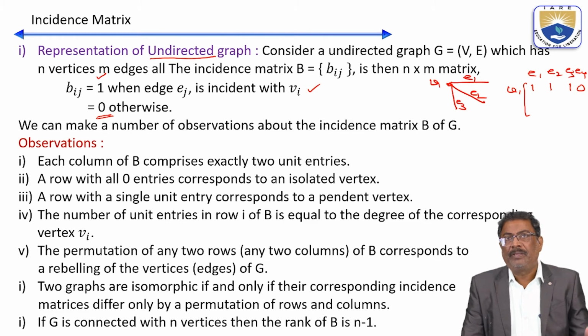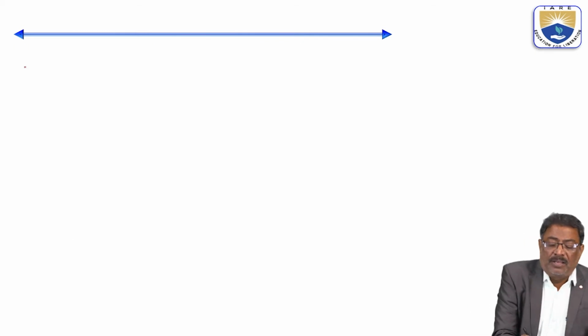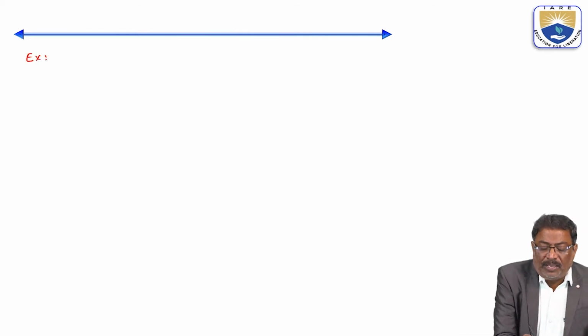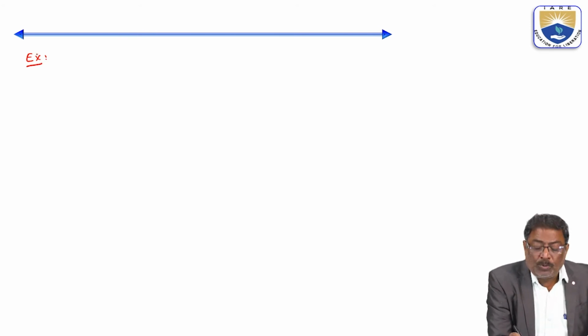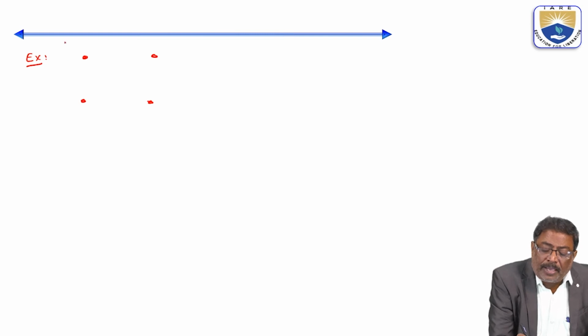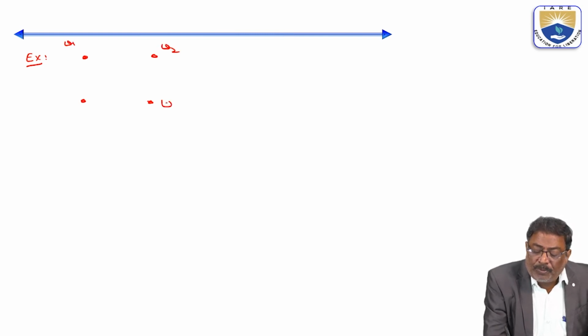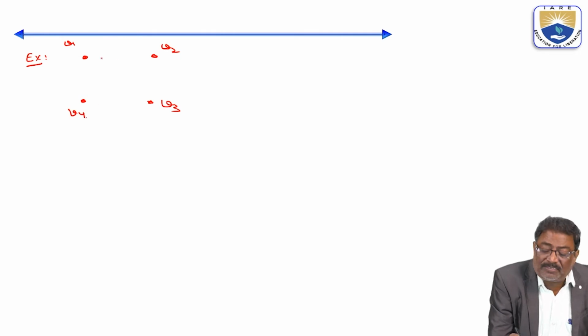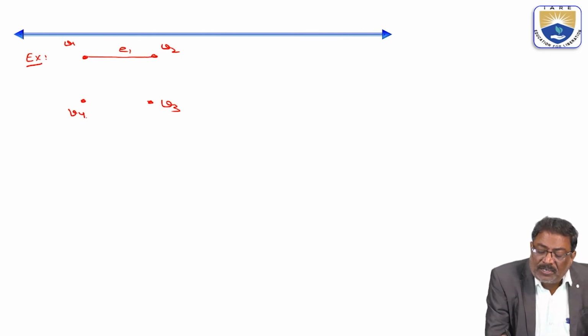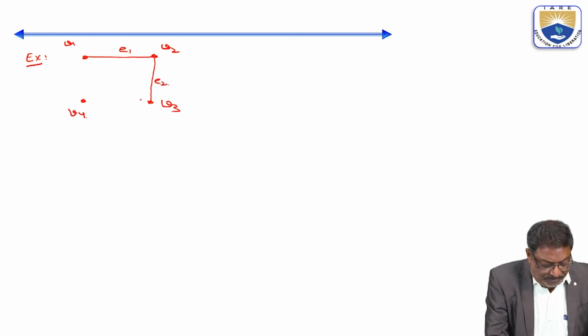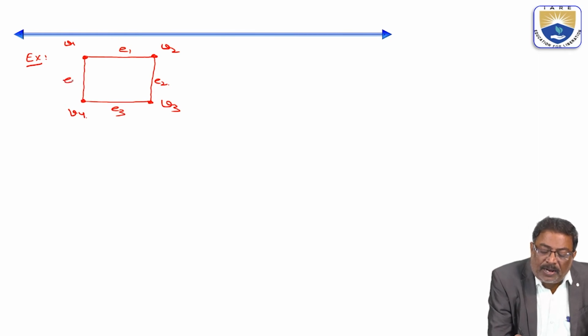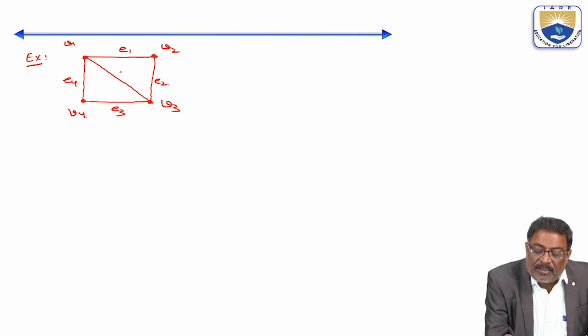The earlier one was the adjacency matrix. Now we are going to discuss the incidence matrix, and take examples of it. Let us consider one example. In the same way as we discussed earlier, we take an undirected graph with 4 vertices. This is the E1 edge, this is the E2 edge, this is the E3 edge, this is the E4 edge, and this is the E5 edge.